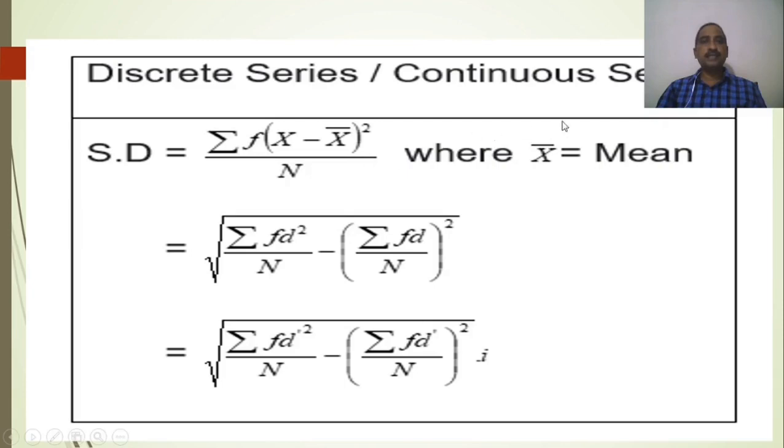In a discrete series or continuous series, the standard deviation formula is the square root of summation f into x minus x bar whole square by n. Or, by the deviation method, summation fd square by n minus summation fd by n whole square, where n is the total frequency. By the step deviation method, you can use summation f d dash square by n minus summation f d dash by n whole square, into I, where I is the class interval.